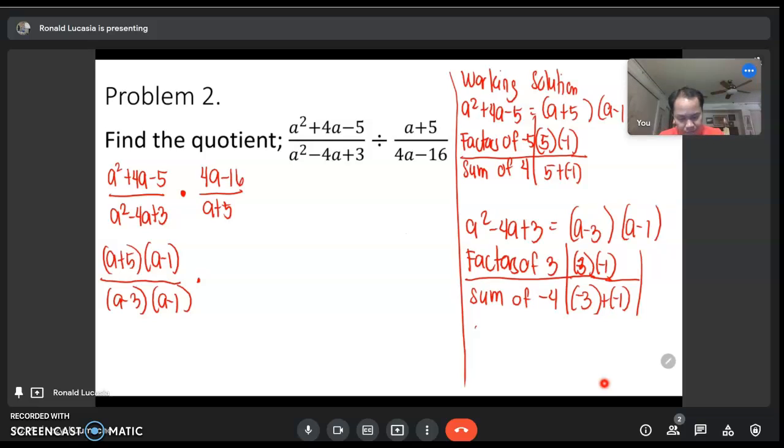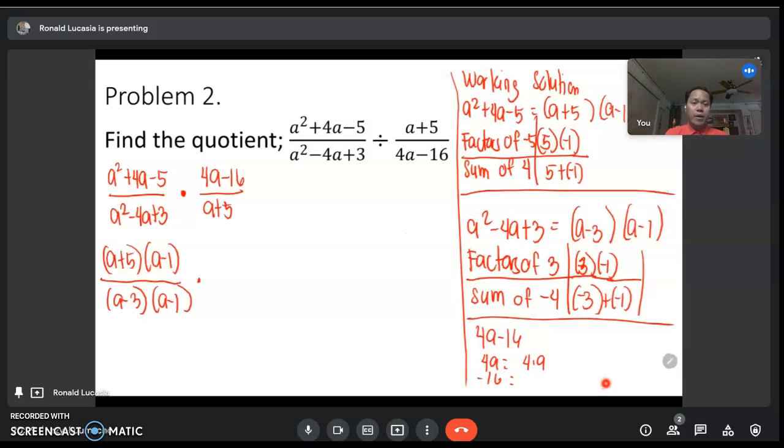Next, you have 4a minus 16. So the factor of 4a will be 4 times a, and for negative 16, the factors of negative 16 wherein one of the factors must be 4, so that's 4 and negative 4. The common factor is 4. You bring down 4, and then bring down all the expressions that have no common factor.